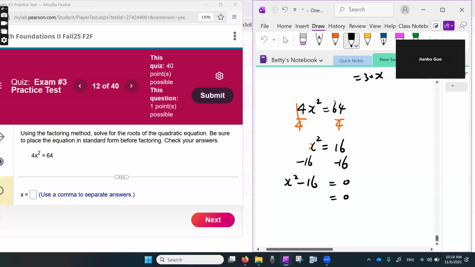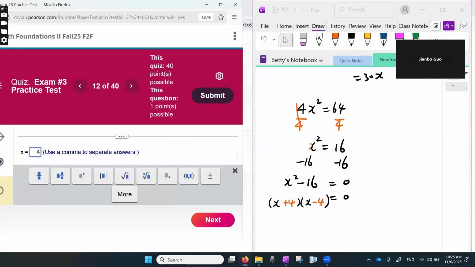The right side is 0, the left side is the difference of two squares, which can be factored as x plus 4 times x minus 4, right? Then the two solutions are -4 and +4. That's it. -4, comma, +4, right? Use a comma to separate the answers. Two solutions.